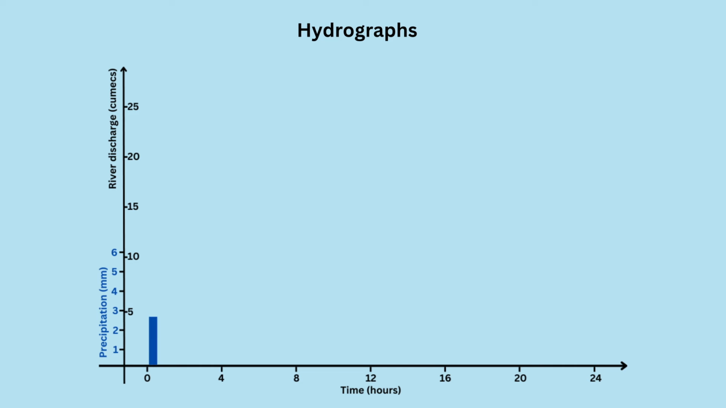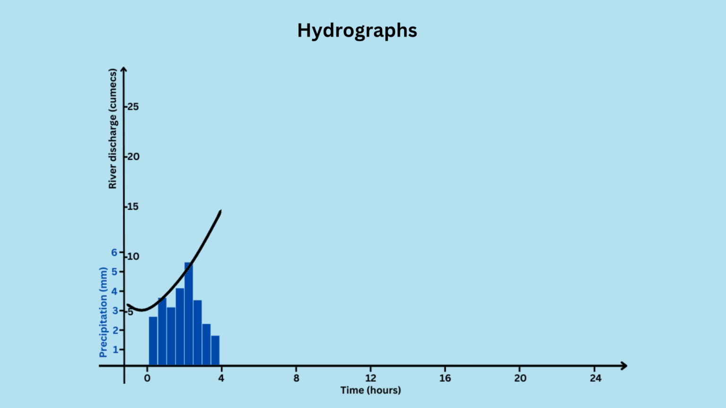The amount of precipitation measured during a rainfall event is shown in a bar graph. In this example, there has been heavy rain for 4 hours, followed by a drier period. River discharge is displayed as a line graph. Prior to the rainfall event, the river discharge was approximately 5 cumecs.